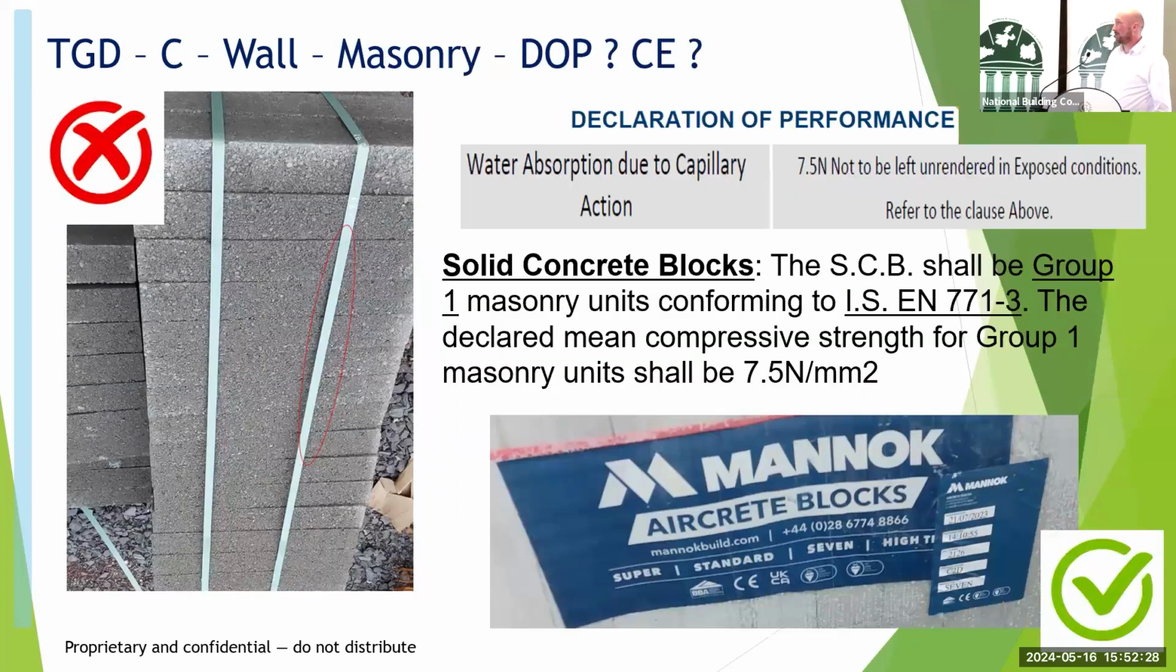Some of the not so good stuff, again, on the left here, blockwork strap here, the blockwork's not protected. There's no traceability on the straps. So I don't know where that came from. So my query here is, and again, I didn't see Tom's slide, 7.5 Newton block not to be left unrendered in exposed conditions. How long was that there? Where did it come from?